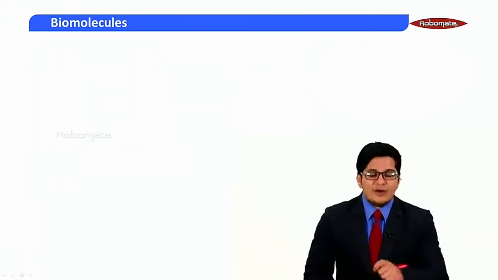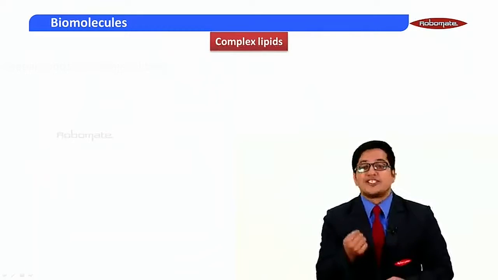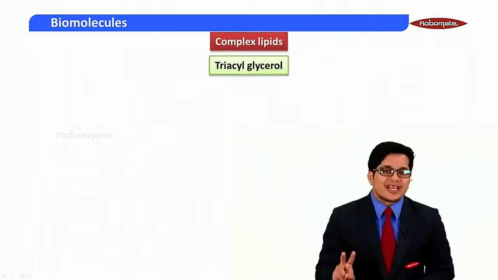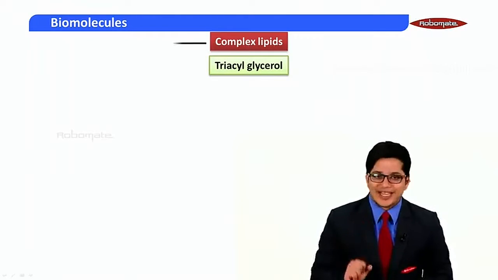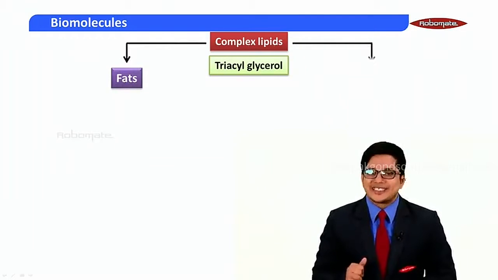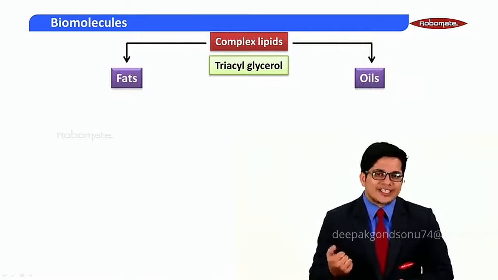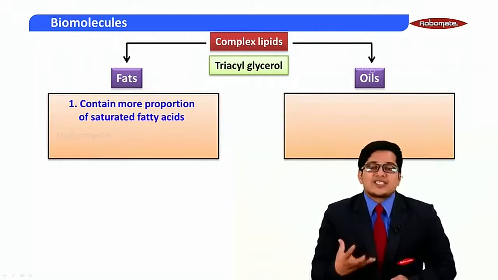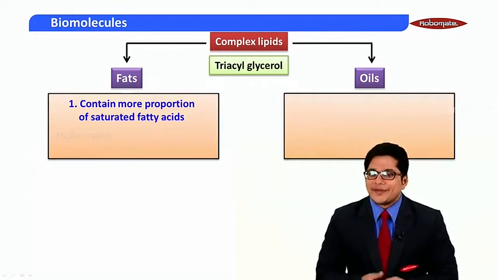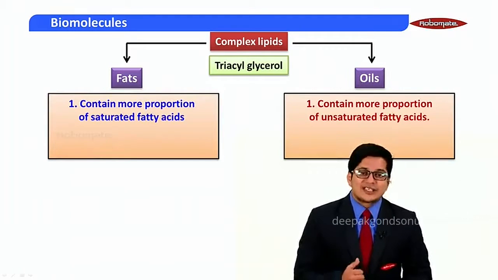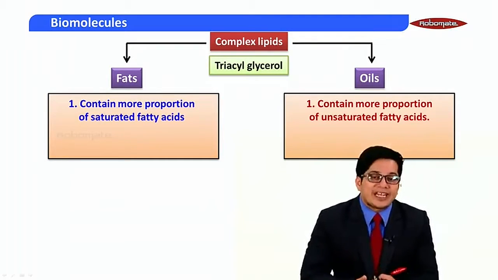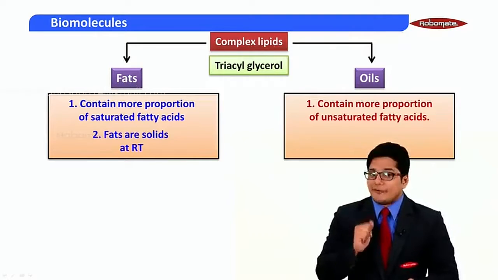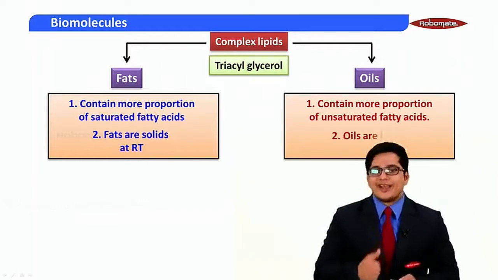Let's move further, now discussing complex lipids in more detail. Herein we can see complex lipids or triacylglycerols are again classified into 2 categories, namely fats and oils. Now what are the properties of fats and oils? The first thing, fats consist of a greater proportion of saturated fatty acids, whereas oils consist of more unsaturated fatty acids. Again, the second point, fats are generally solids at room temperature, whereas oils are generally liquid at room temperature.